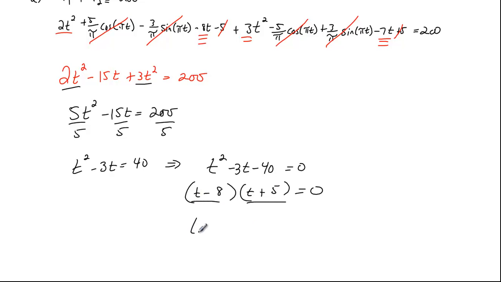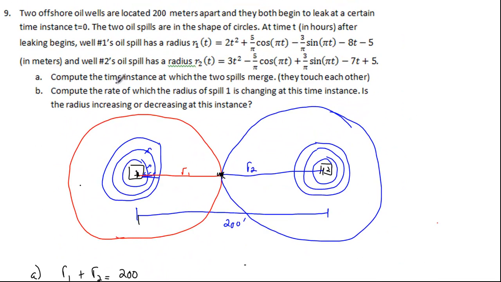Setting both of these equal to 0, we get t is equal to 8 and t is equal to negative 5. And t is a term of time, it's in hours. So clearly the only answer we can have is when t is equal to a value of 8. Therefore, we know that the specific time at the instance when these two spills merge will be exactly at 8 hours after the release of the first droplet of oil.